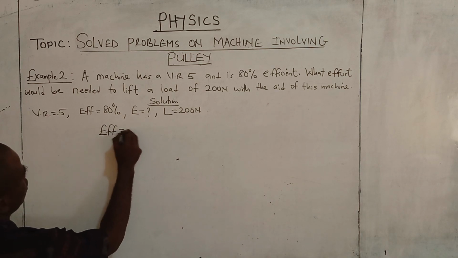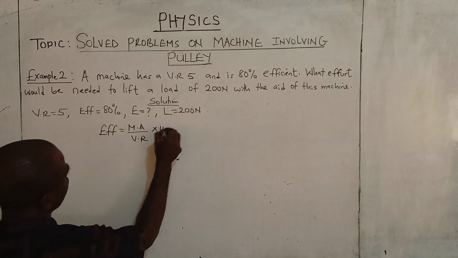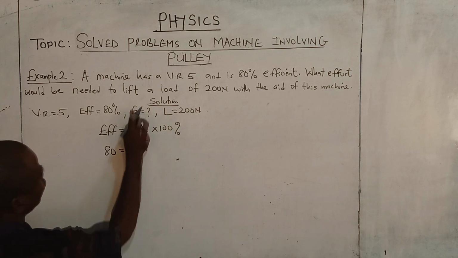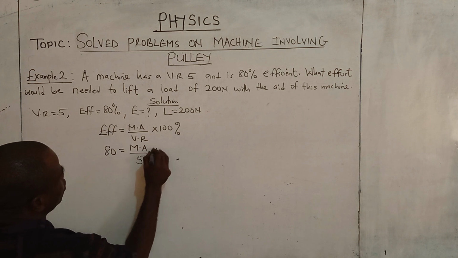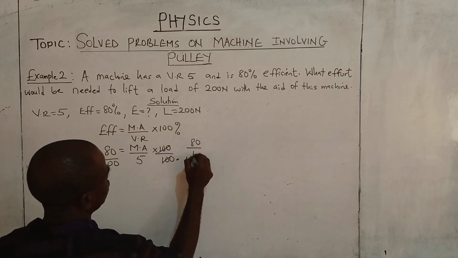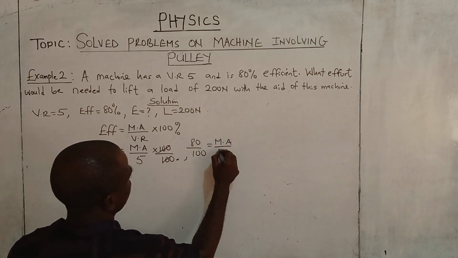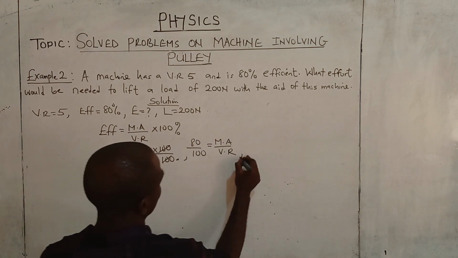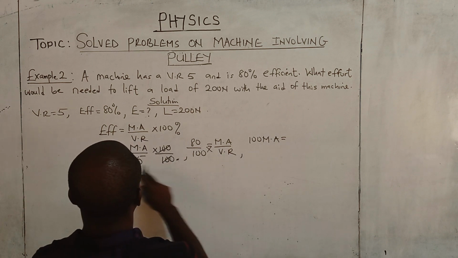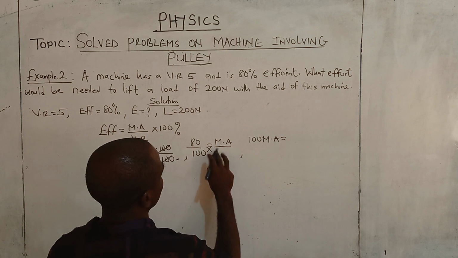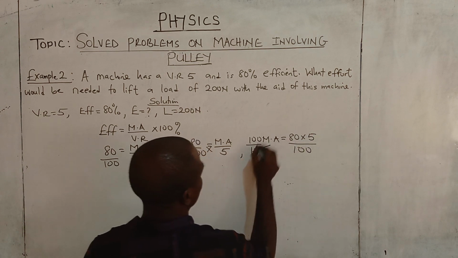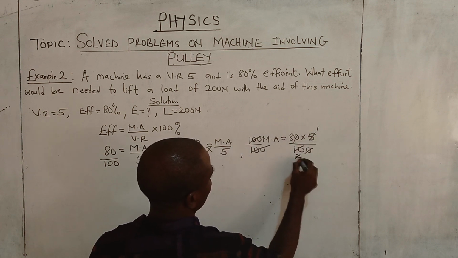Right, efficiency equals mechanical advantage over velocity ratio times 100%. Now, that's 80, mechanical advantage. We are solving it as mechanical advantage because effort is inside, so that our work will be very easy. Times 100, divided by 100. I left it as 80 over 100 equals mechanical advantage over velocity ratio. You cross multiply, you have 100 mechanical advantage equals 80 times 5, sorry, velocity ratio is 5. So 80 times 5 divided by 100 gives 4.